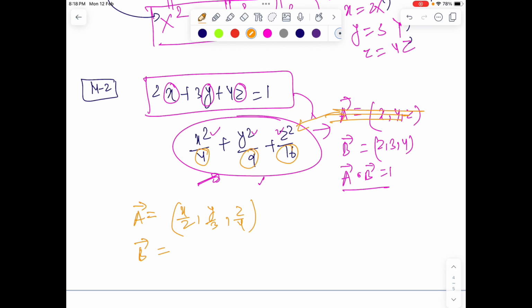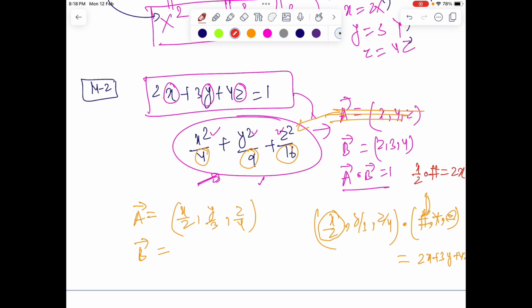If I define A, instead of x, y, z, as x by 2, y by 3, and z by 4, and B vector as the leftover, because we know how to produce 2x now. So we want x by 2, y by 3, z by 4, dot, Golu, Bholu, Bicky, whatever, should be 2x plus 3y plus 4z. It means x by 2 is already there. So what should be this star, Golu, such that it gives 2x? x by 2 into a star equals 2x, x is cancelled, a star must be 4.